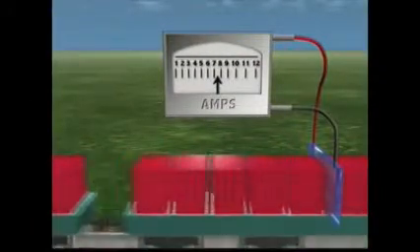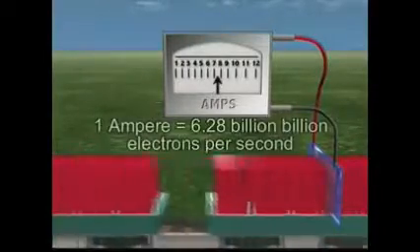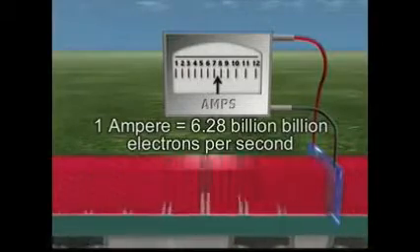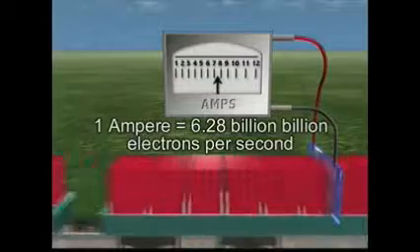The term electrical current is used to describe the movement or flow of electricity. The greater the number of electrons flowing past a given point in a given period of time, the more current a circuit has. The ampere is the measurement of current based on the flow of 6.28 billion electrons moving past a given point in 1 second.